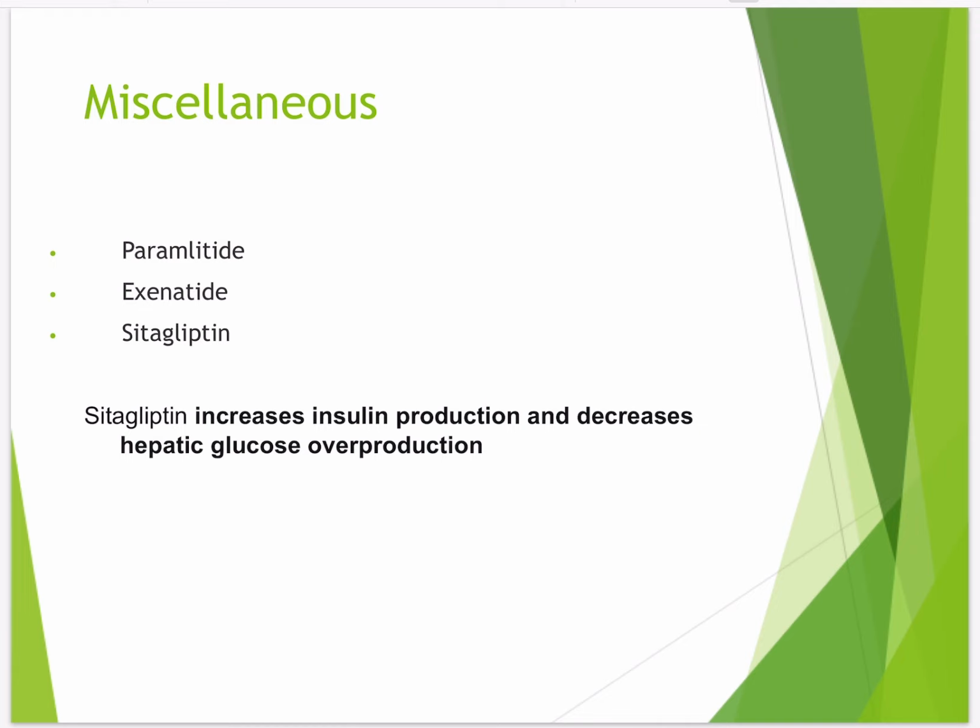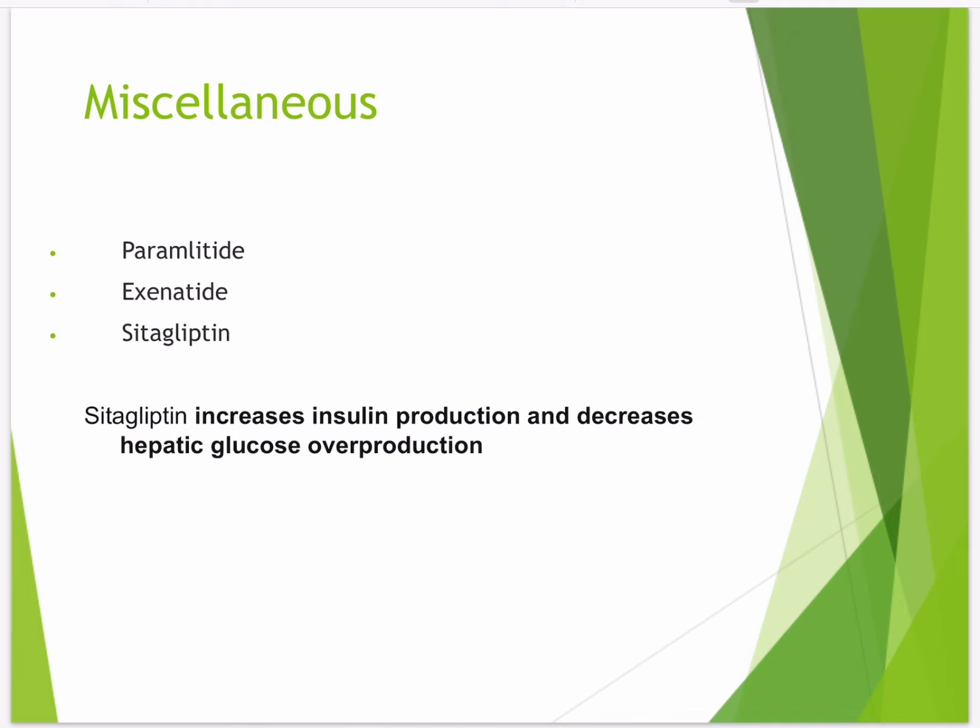The last group is the miscellaneous drugs, which is very important for us. For example, pramlintide, exenatide, and sitagliptin increase insulin production and decrease hepatic glucose overproduction. They can be used for type 2 diabetes mellitus, and are important because these drugs affect insulin secretion.